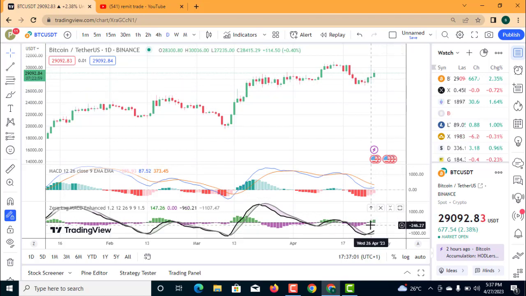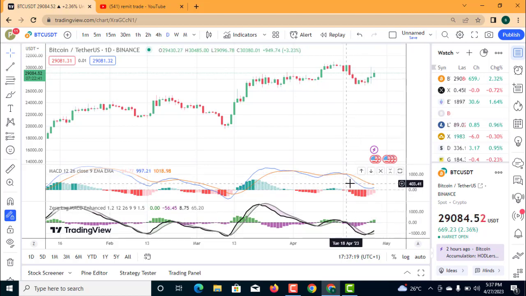But if you look at the zero lag MACD, it has started forming on the positive side of the MACD with green bars. Not only that, there is a crossover between the MACD line and the signal line at this very area. This means that it gives a more accurate signal compared to the normal MACD right at this point.